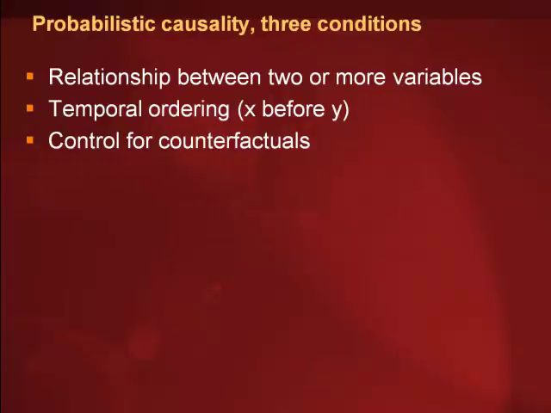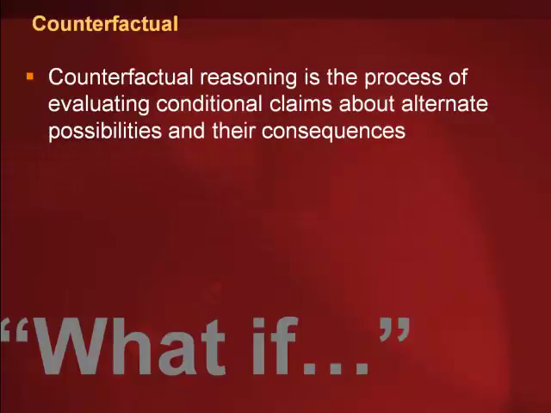Another aspect of theories that we need to appreciate is the issue of probabilistic causality. Basically, in short, really good theories show the relationship between two or more variables. Maybe they make a causal explanation, X causes Y, or maybe they make a temporal ordering that says X doesn't cause Y, but X always precedes Y, and here's why, here's how come, and here's what it means. And also, really good theories control for the counterfactuals. Now, I mentioned this earlier, but what is a counterfactual? In short, it's the what if.